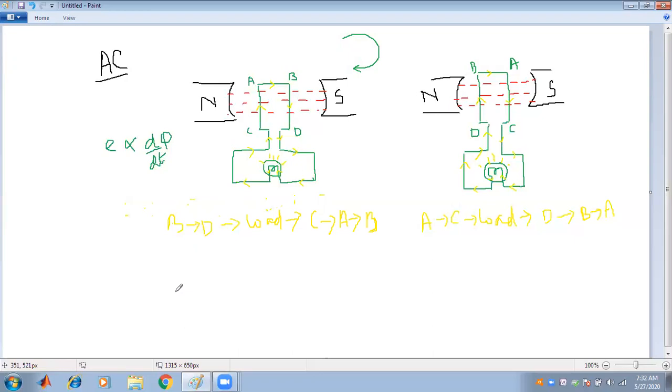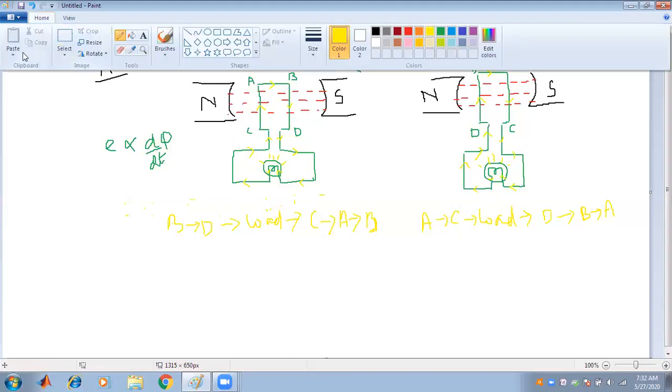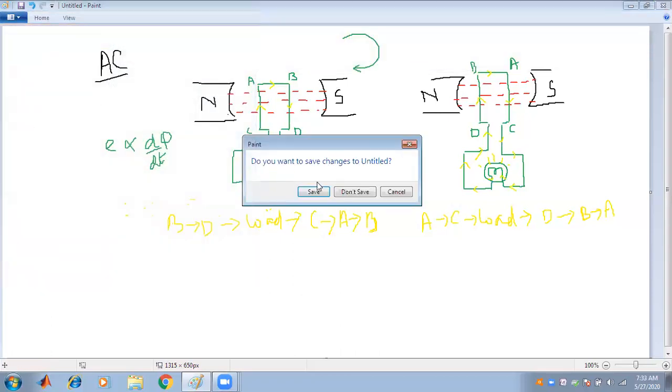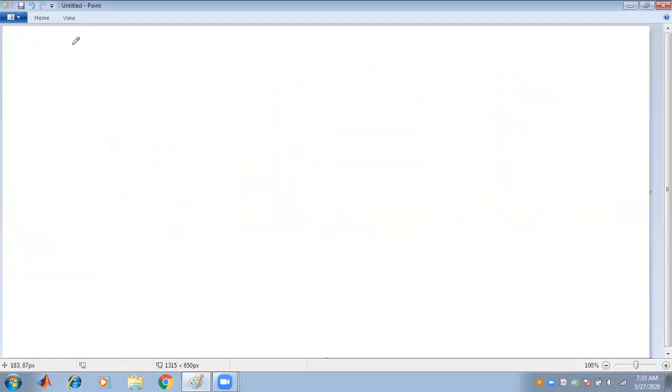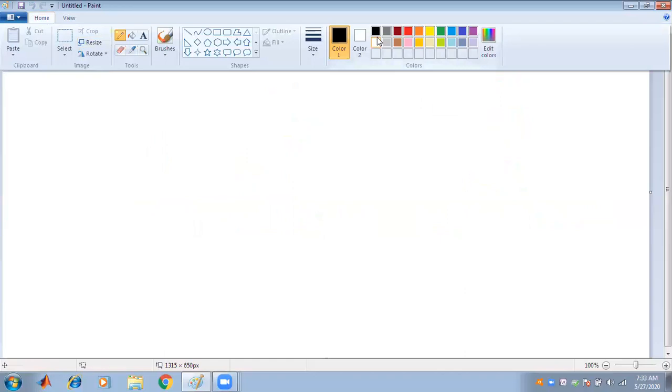So now we will see the representation of a sinusoidal waveform and how a sinusoidal wave is generated. In order to generate a sinusoidal wave, let us start.